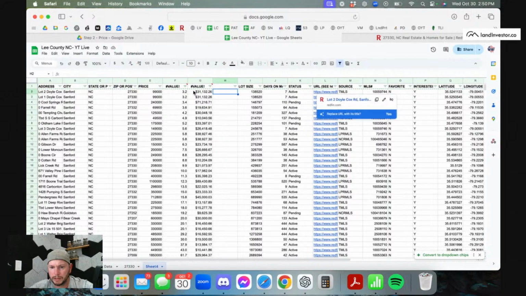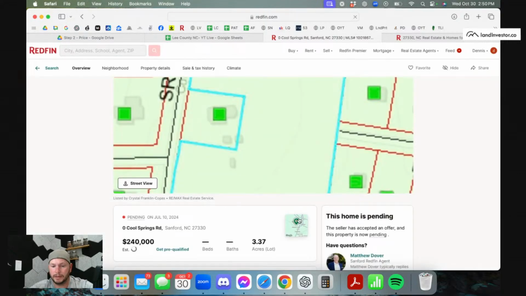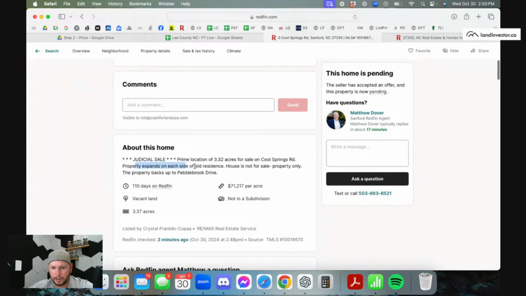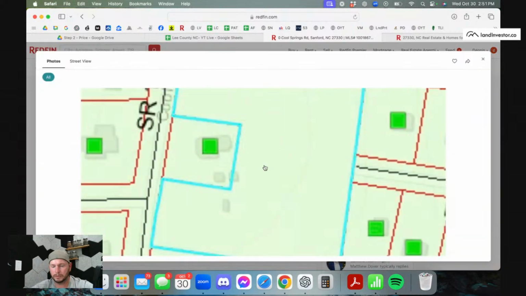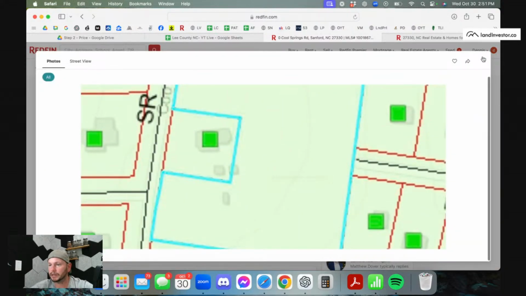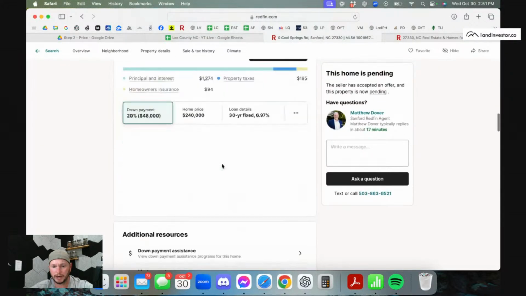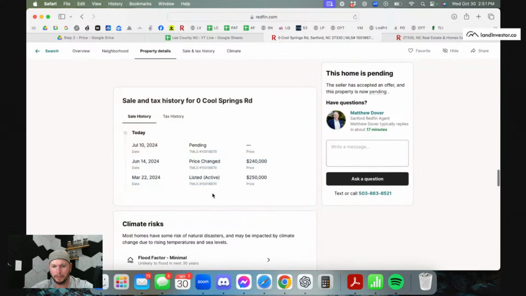Right, so we're listed 31K an acre. Why is this listed for 70K an acre? And it's pending. That's crazy. Judicial location, property. House not for sale, property only. What a terrible listing. And yet it's selling for 240K. It's under contract. Crazy. Wild. Cool.